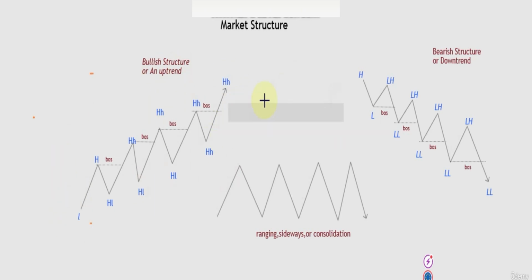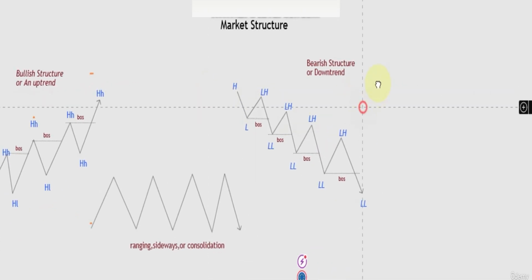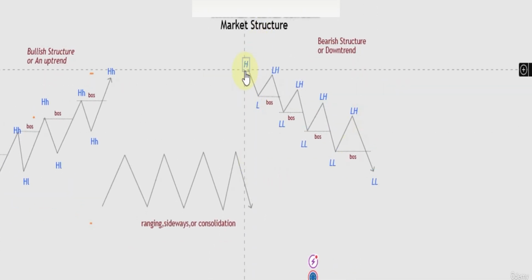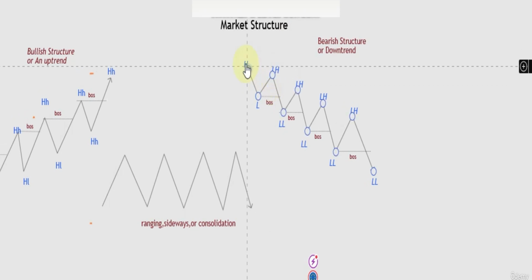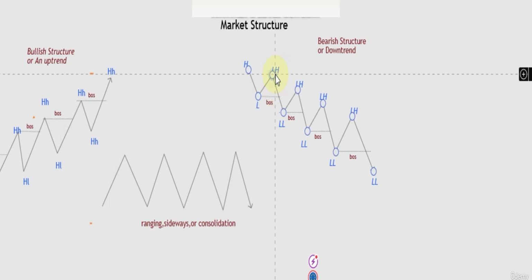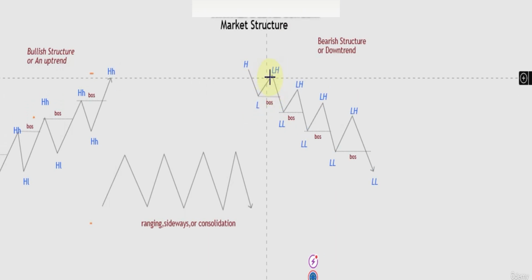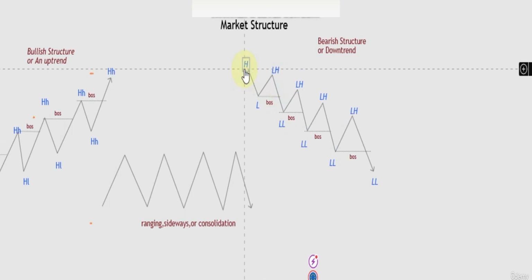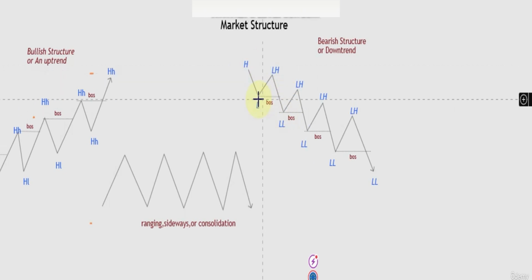Now we're going to look at the bearish market structure now. Okay, the same thing, it's just vice versa. This is the high, this is the low. Okay, so market created a lower high. Why do we call this a lower high? Because this high is lower than this high. Okay, and then it broke structure, it broke this low, so it broke structure.